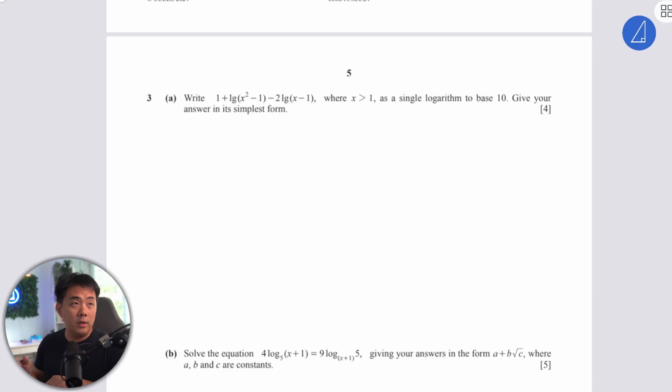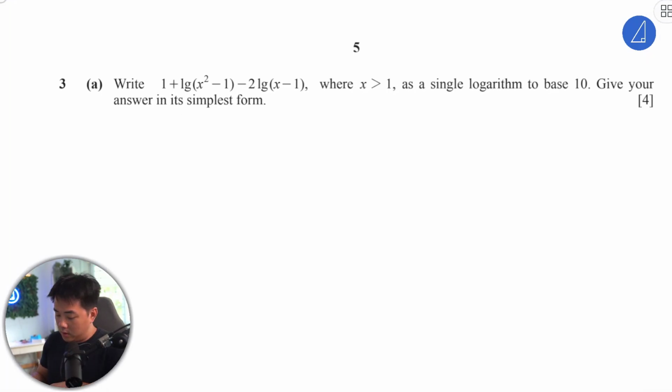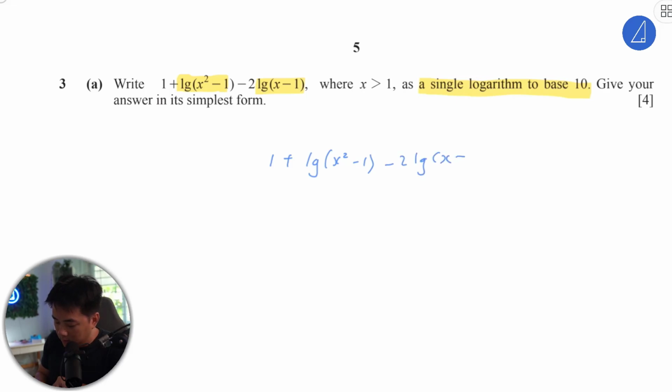Let's look at question 3. So write down 1 plus log of x squared minus 1 minus 2 log of x minus 1, right? As a single logarithm to base of 10, giving the answer in the simplest form. Okay, I think just express it. So 1 plus lg x squared minus 1 minus 2 lg x minus 1. We just want it in one single logarithm.